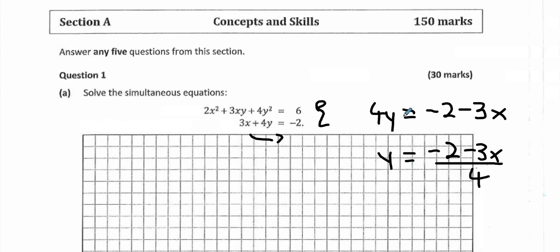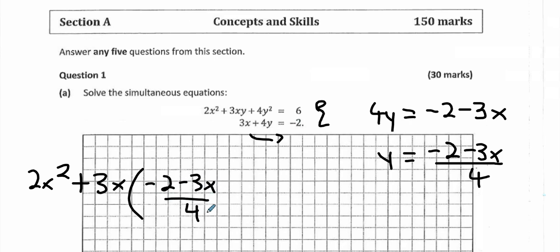Now, next thing. What I'm going to do next is I'm going to sub it in to the quadratic. So I'm going to have 2x squared. I'm going to have 3xy. But I'm going to replace y with minus 2 minus 3x over 4. And then I'm going to have plus 4y squared. Now, what I'm going to do is I'm going to square this right now. Everybody see this? I'm going to square it right now, just to save myself a bit of time.